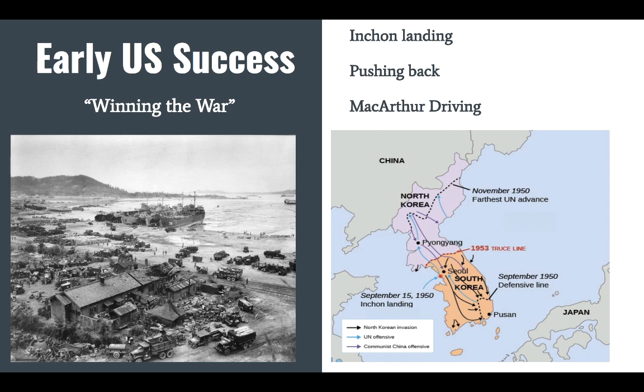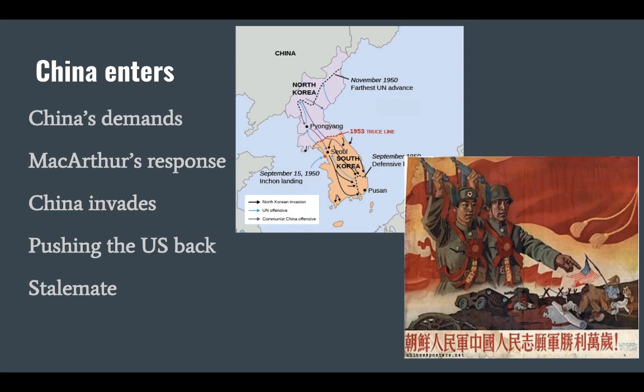MacArthur, because he's got them on the run, will then advance into North Korea and look to take that part over. But then it gets really dicey. As you can see on this map, the United States forces, or the UN forces, are driving really far up. China then says, look, you need to stop. We see this as a threat. We think you're going to attack China. If you continue on in North Korea, we are going to respond.